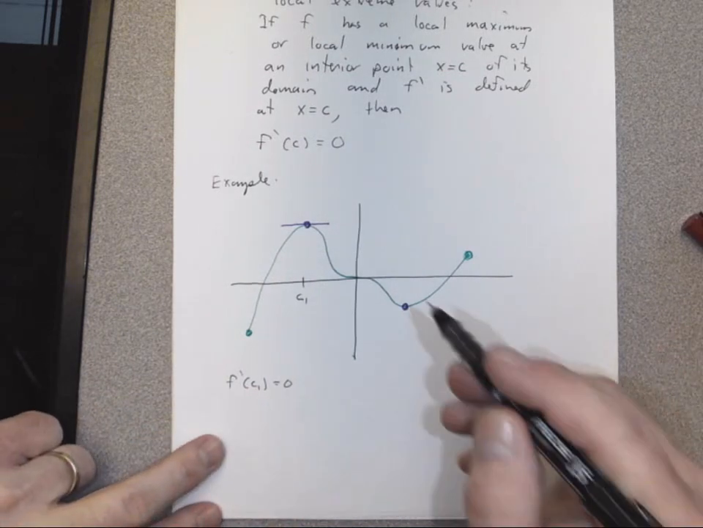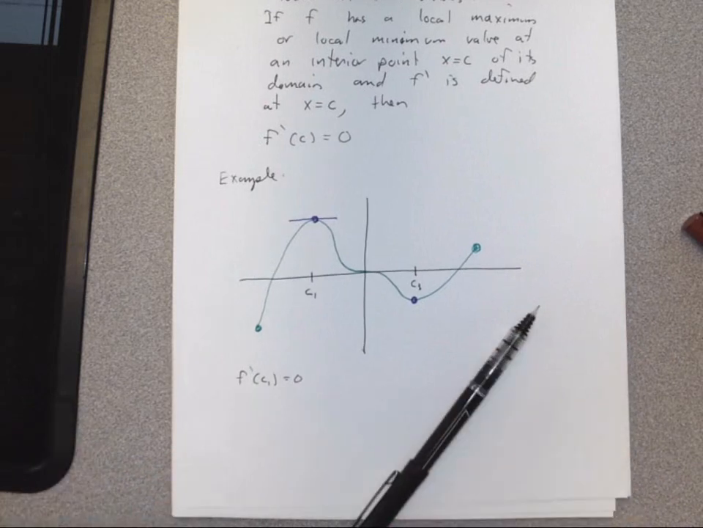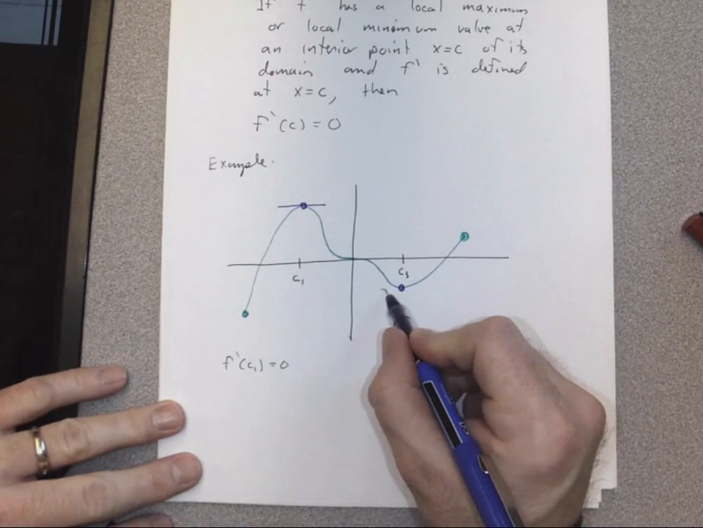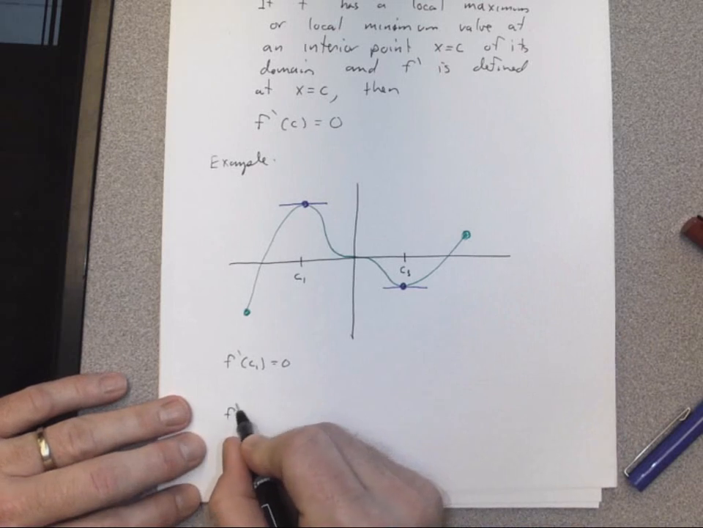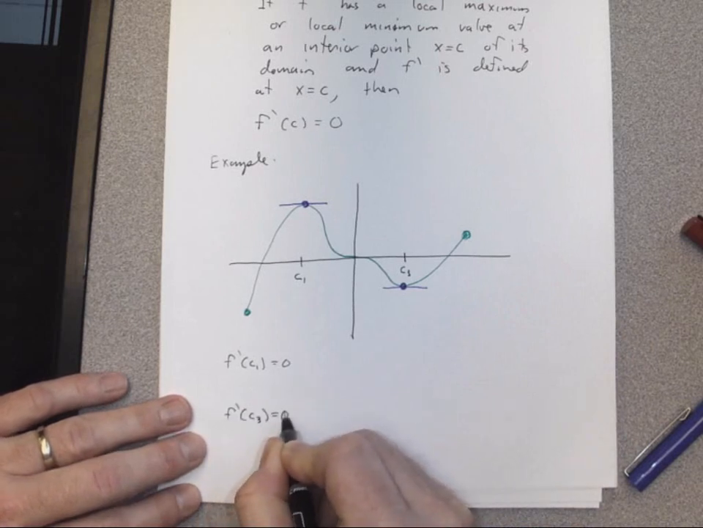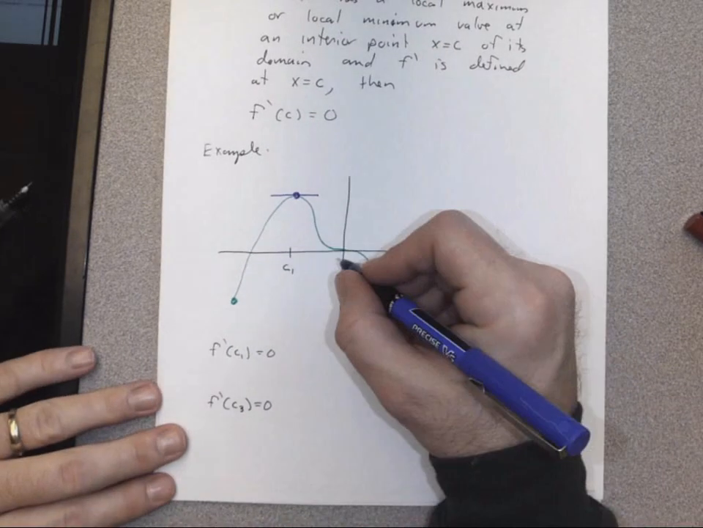I also know, I'm going to call this one C3, and you'll see in a second that f prime of C3 is also going to be equal to 0, because the slope of its tangent line is equal to 0. But do you notice there's another point right here?